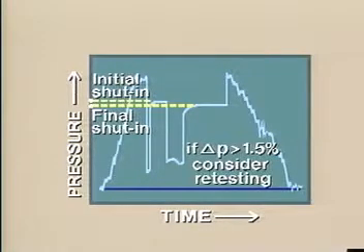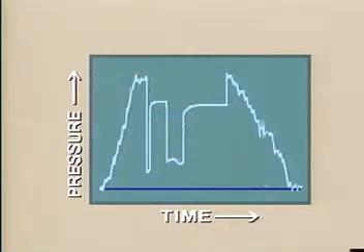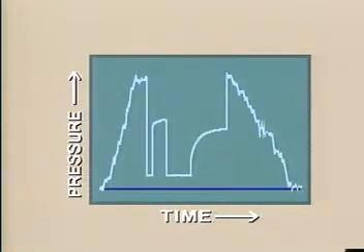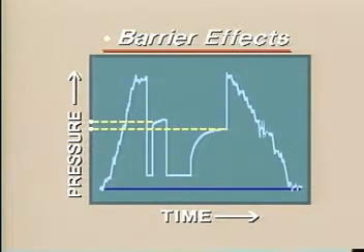A pressure change of 1.5% or greater is considered serious, and retesting may be warranted. A reservoir barrier or nearby production may also cause the same effect, and so some additional analysis may be required. Here we see an excellent example of a decrease in pressure levels between the initial and final buildup periods. In this case, one caused by a reservoir barrier or permeability restriction as opposed to depletion.